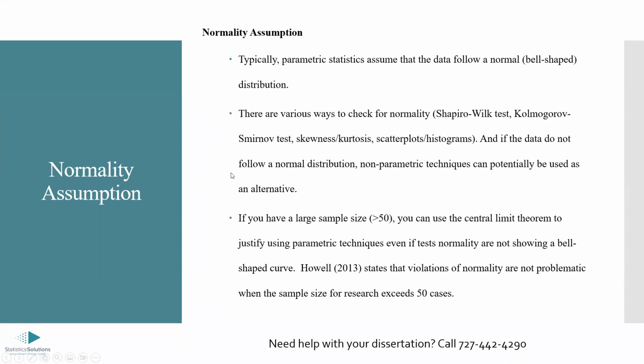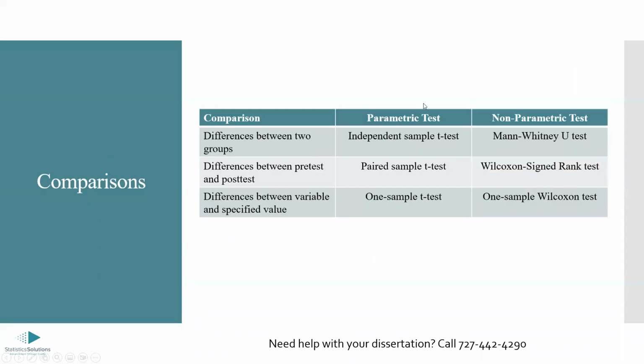So as I mentioned on the previous slide, if the data doesn't follow a bell-shaped curve, then you might have to shift your technique so you can use non-parametric statistics instead of parametric techniques. So going back here, again, you might want to initially propose parametric analyses, but if assumptions are not supported, then go with the non-parametric alternative.